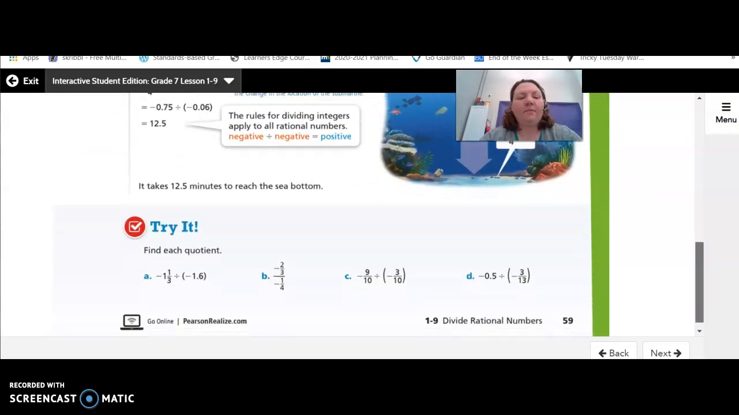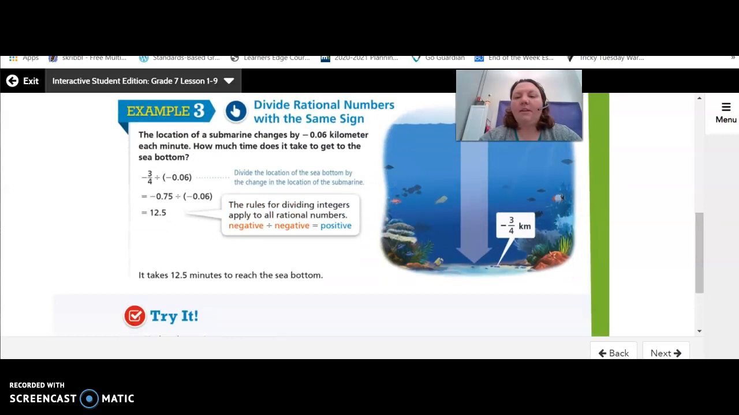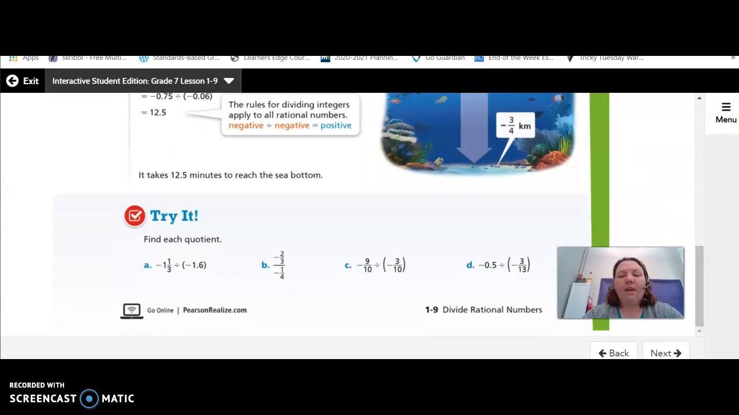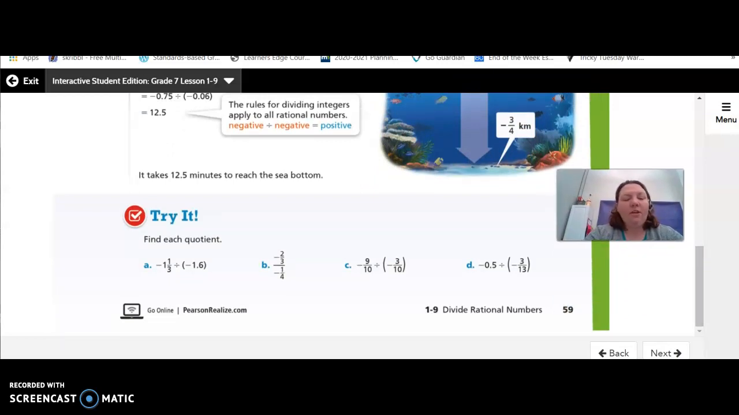In example 3 and in the try it problems on the bottom of this page, you'll see that we have a mix and match of different types and different formats. Okay, so again, reminding us that in order to divide, everything needs to be in the same form. So to help us get these set up, I'm going to help you set them up. First, we need to turn both of these into fractions or into mixed numbers to work with.